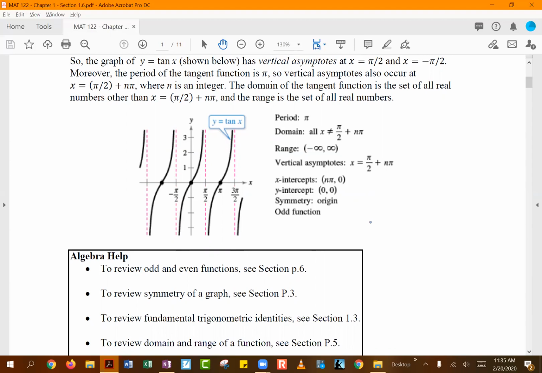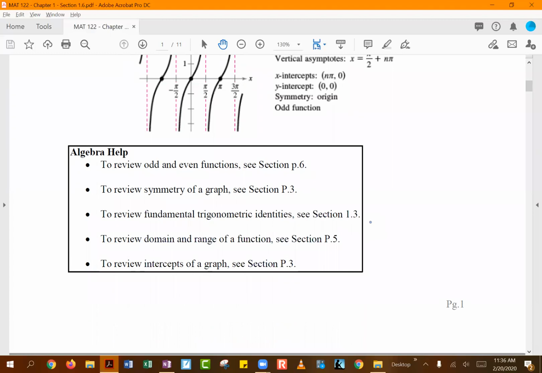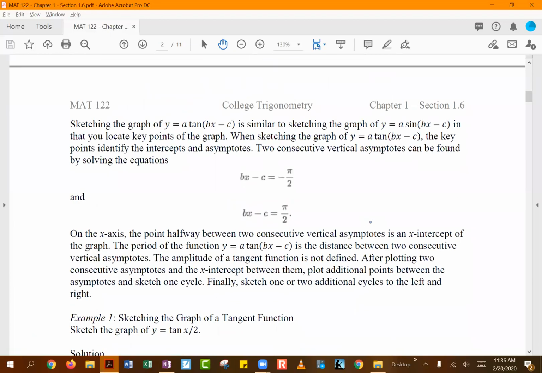So just a quick summary here. So remember, period is pi, your domain, all real numbers except those places where you have the asymptotes, all real numbers for the range. Again, the same places where you have your vertical asymptotes, and then you can see where your x-intercepts are and only one y-intercept for the tangent function. And then of course, being an odd function, you're going to have symmetry with respect to the origin. If you need to review any of these topics, you've got your little sections here.